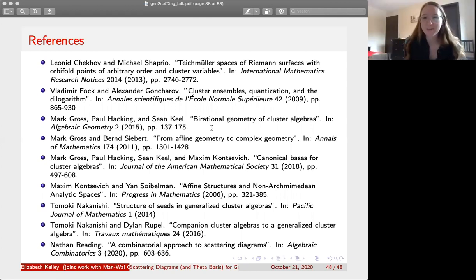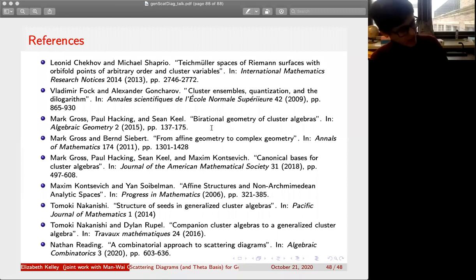Other questions? Okay, so I'll ask my question, which I should warn you is completely uninformed. I see Nathan Reading's name on the very bottom of that reference list, and it makes me ask if there's a connection between these scattering diagram models and reflection groups. Like, is there a Coxeter story here?